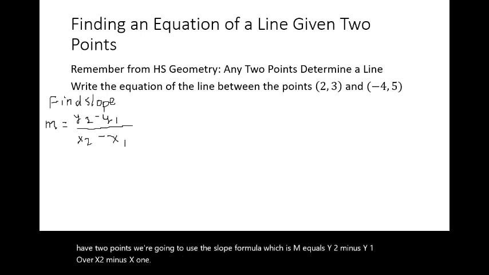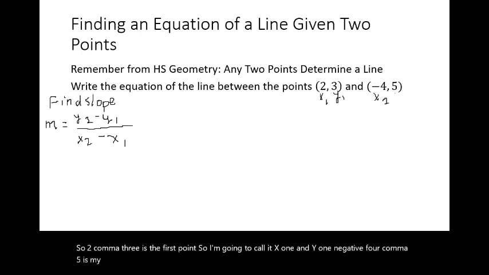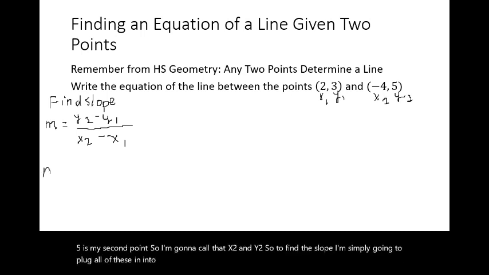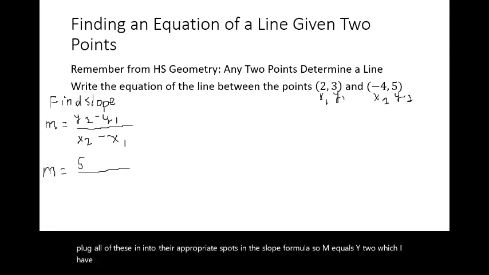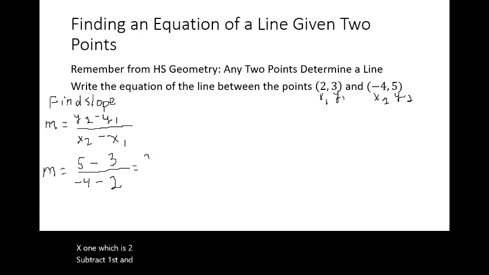So (2, 3) is the first point, so I'm going to call it x1 and y1. (-4, 5) is my second point, so I'm going to call that x2 and y2. So to find the slope, I'm simply going to plug all of these into their appropriate spots in the slope formula. So m equals y2, which I have labeled as 5. That minus sign is part of the formula. y1, which I have labeled as 3. And then divided by x2, which is negative 4. That minus sign is part of the formula. x1, which is 2.